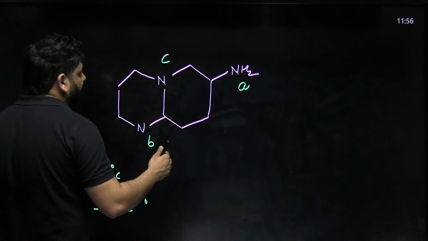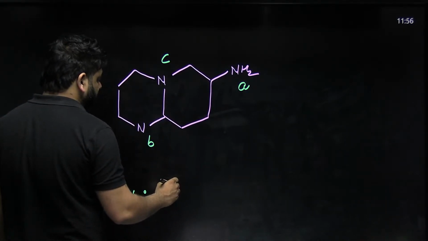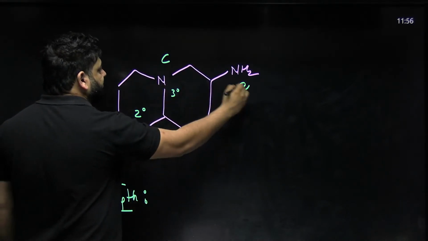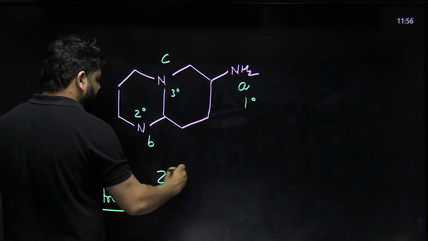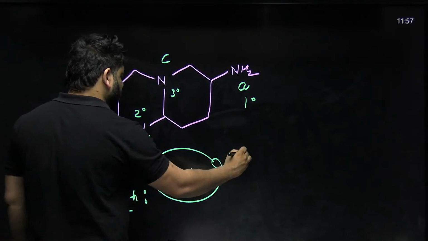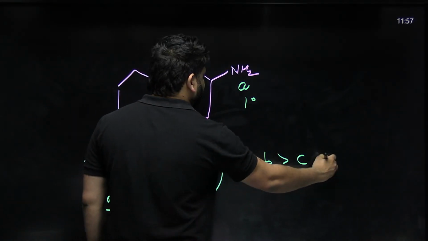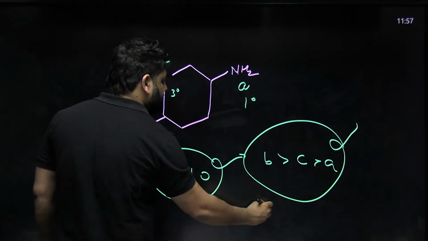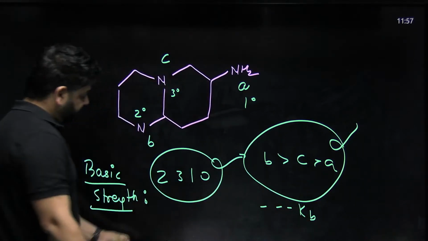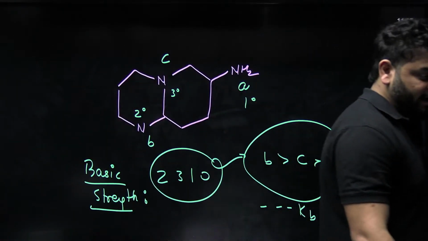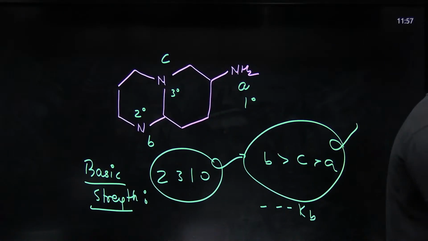The basic strength will be the most for this, which is 2nd degree, this is 3 degree, and this is 1 degree. 2, 3, 1, as I told you. The correct answer should be: 2 degree is B, 3 degree is C, and then BC is the correct answer. Order of basic strength Kb. So that is what I'm telling you guys. Take this order in your mind every time, and it's very helpful, by the way.